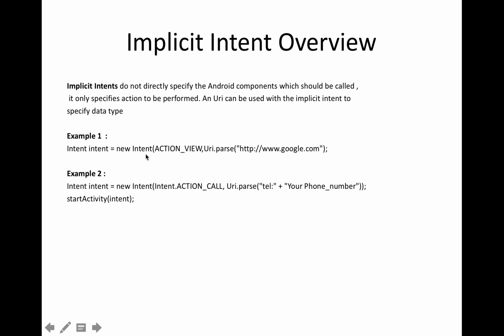Here is the syntax: Intent intent = new Intent(Intent.ACTION_VIEW, Uri.parse(...)). Here is the web page URL link. Another example: we can make a phone call from Android apps. Then we can use Intent.ACTION_CALL, the URI passed is tel: then your number. And another example, we can send an SMS message from an Android app, and another example is we can send email from Android apps. So this type of action we call an implicit intent.